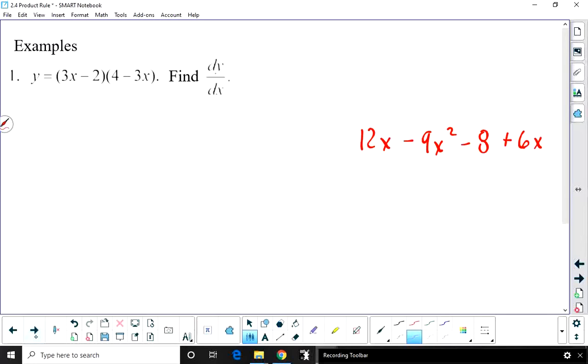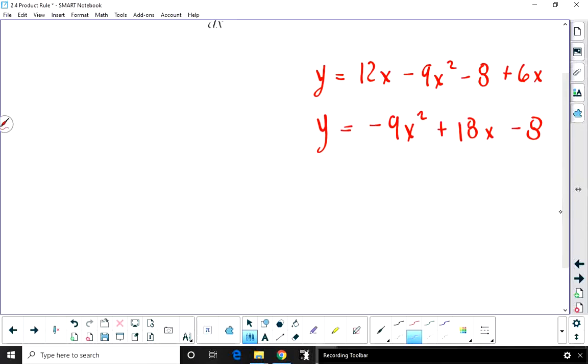Okay, so that means that y, if we were to FOIL it out, is negative 9x squared plus 18x minus 8. So can I get everybody to double check my algebra there? I just want to make sure it's good. Okay, so if you did that, the derivative could very easily be found without even referring to a product rule.